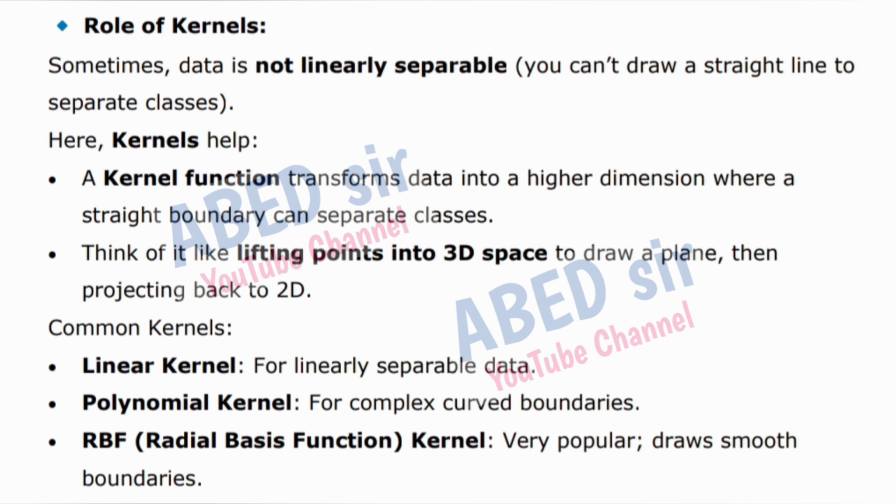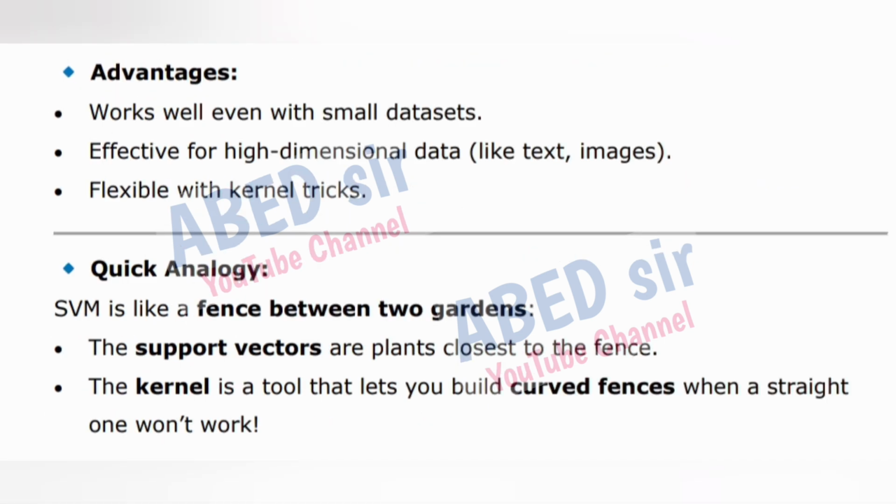Polynomial kernel for complex curved boundaries. RBF, radial basis function, kernel, very popular, draws smooth boundaries. Advantages: works well even with small datasets. Effective for high-dimensional data like text, images. Flexible with kernel tricks. Quick analogy.